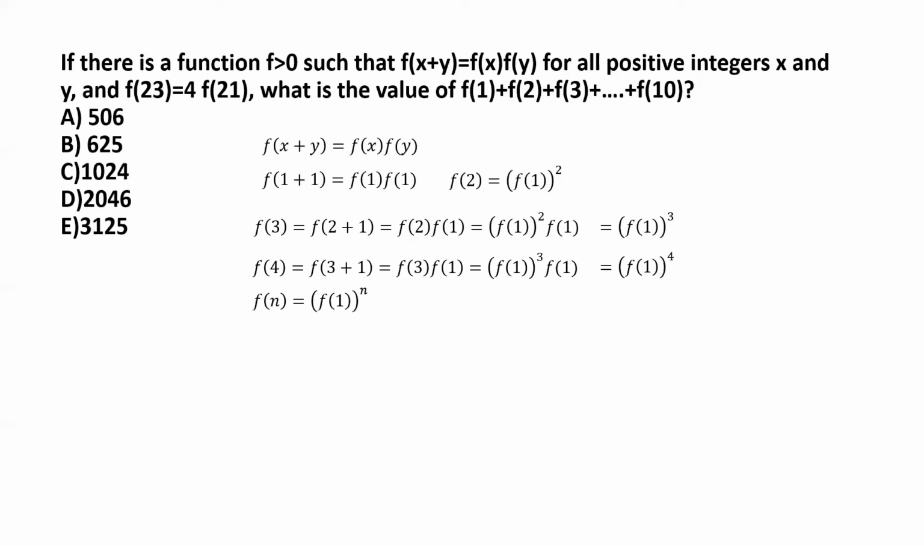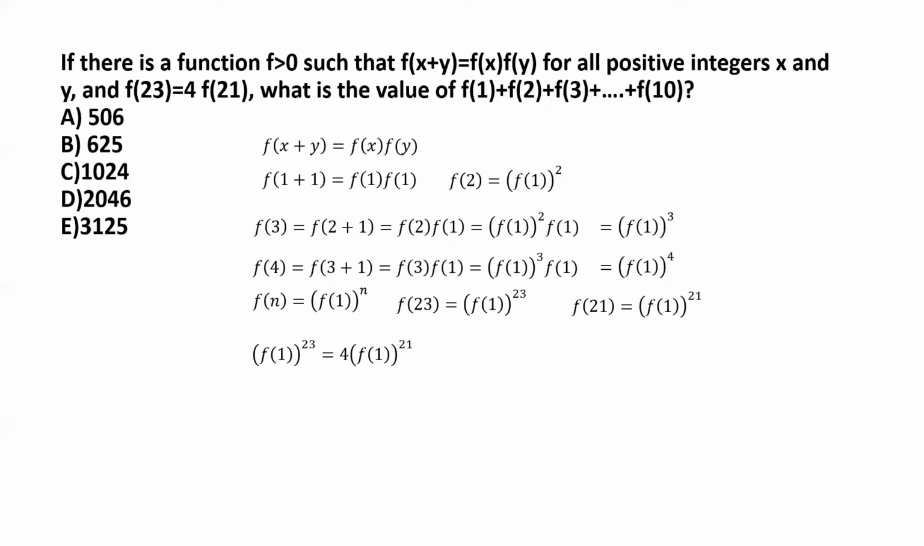Well, we now go to the second relationship that's given in the problem between f(23) and f(21). What would be f(23) according to the rule that we just derived? It would be f(1) whole to the power 23. And f(21) will be f(1) whole to the power 21. Then we simply write the equation that we're given. So that becomes f(1) whole to the power 23 is 4 times f(1) whole to the power 21.